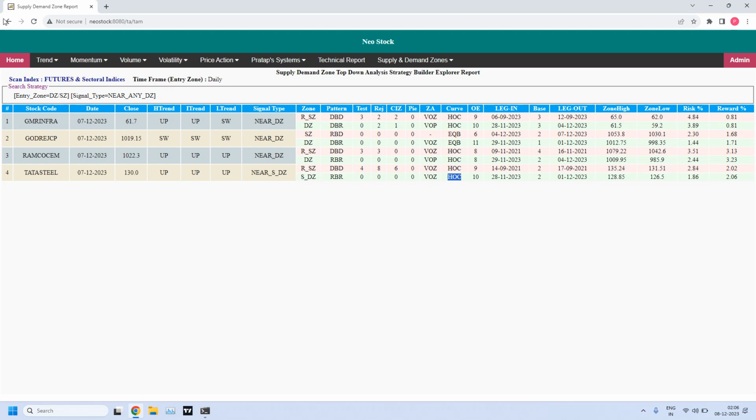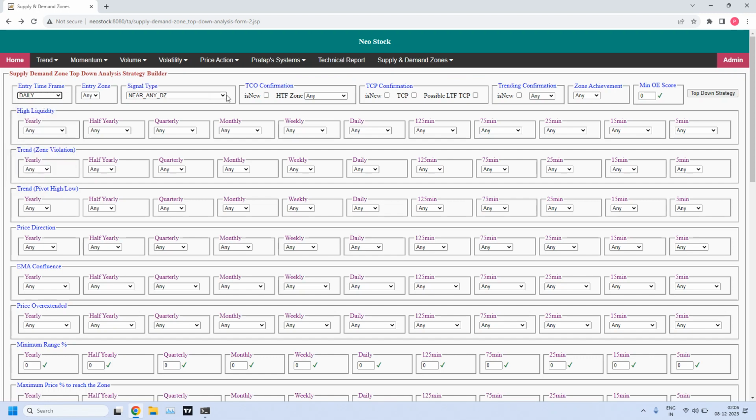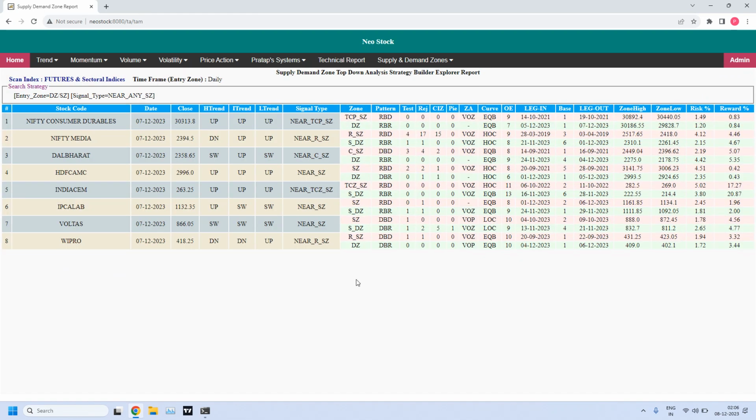Now let's go back. Entry time frame is daily. Let us find the stocks which are near to the daily supply zone. Let us filter the stocks. 8 stocks are filtered. Dalmia Bharat is still in the list, high liquidity zone. And Wipro is in the high liquidity zone because both these stocks are there in our yesterday's list also. So they carry forwarded from yesterday and still both are near to the daily high liquidity supply zones.